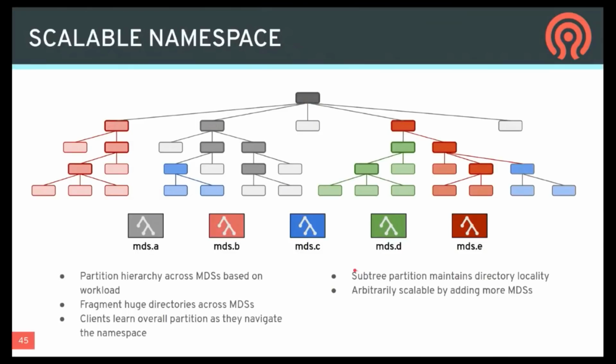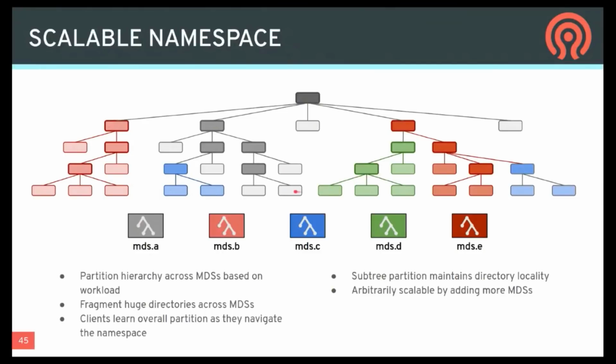The subtree partition is nice because you can maintain directory locality. Most metadata workloads are limited to a single directory or a small number of directories, which means that any particular workload is usually talking to a single metadata server. So you get things like cache prefetching and some efficiencies associated with that. But you can also arbitrarily scale the system by carving this hierarchy up into smaller and smaller pieces and mapping it out to a larger and larger number of metadata servers.